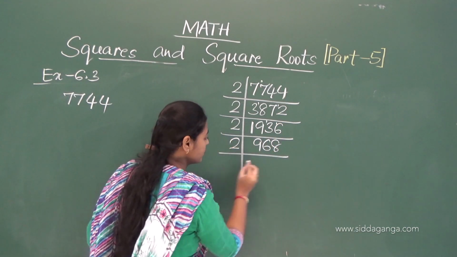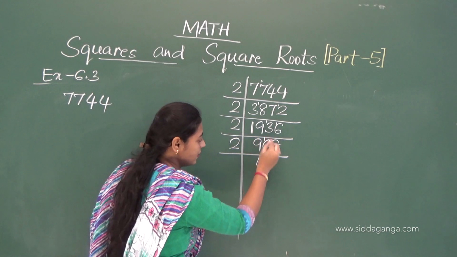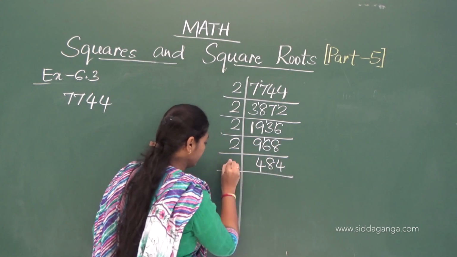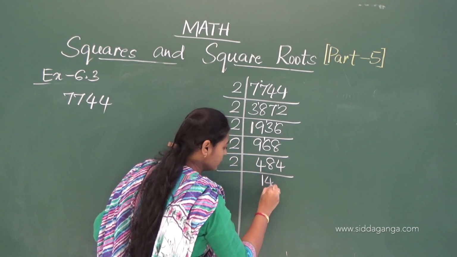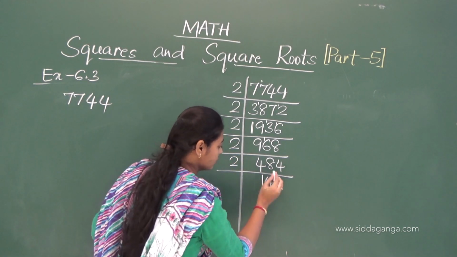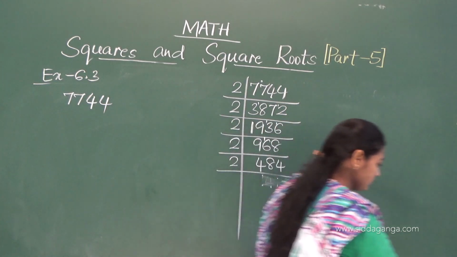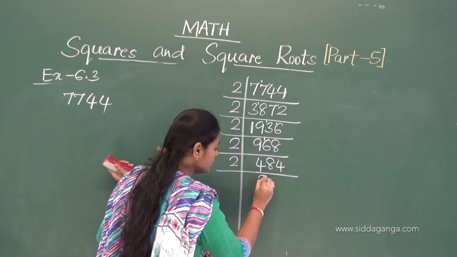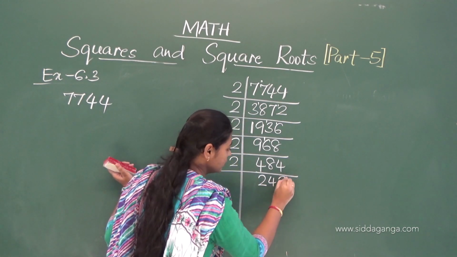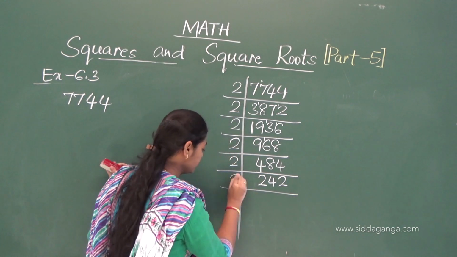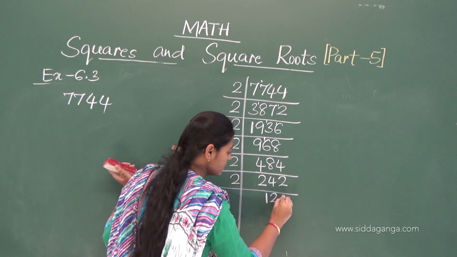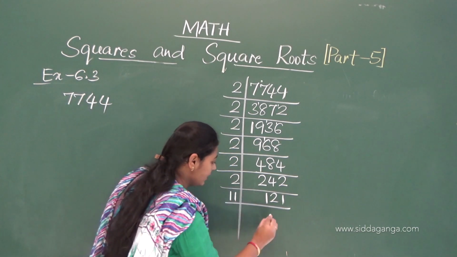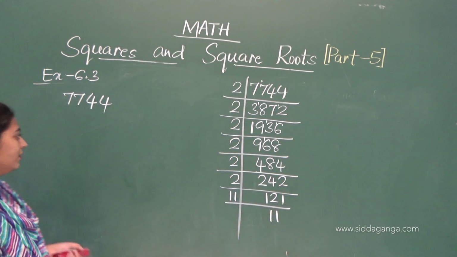Again 2, 2 4s are 8, 16, 2 8s are 16, 2 4s are 8. Again 2 twos are 4, 2 fours are 8, 2 twos are 4. Again 2, 2 ones are 2, 2 twos are 2 ones are 121. 121 is a perfect square of 11. So 11 11s are 121.